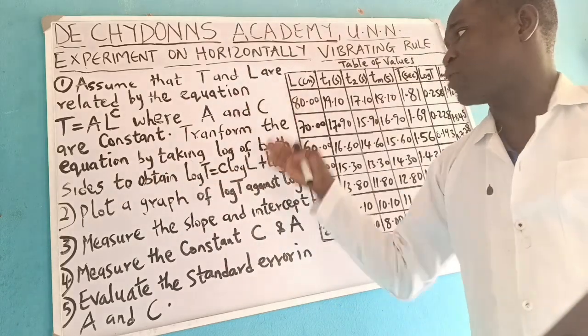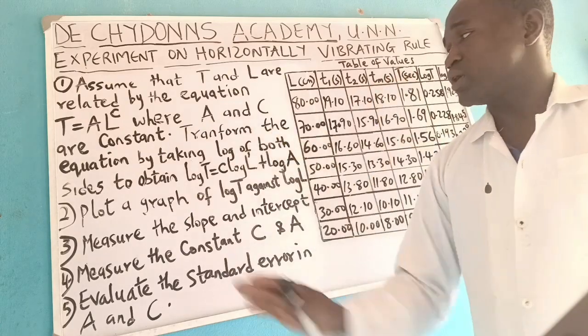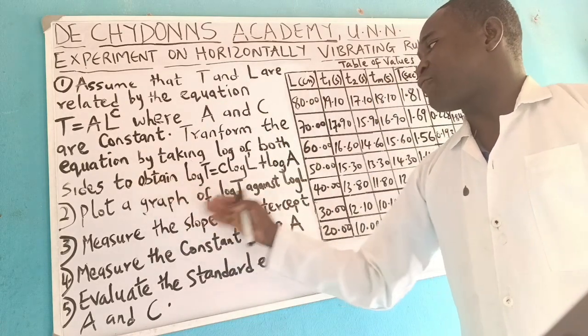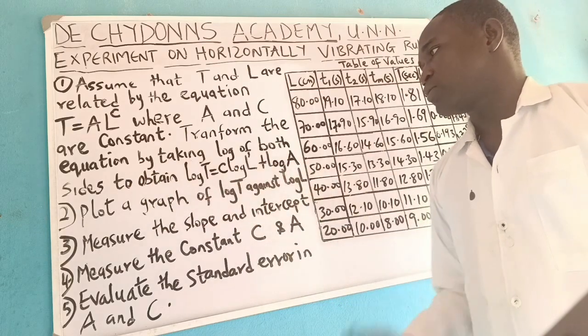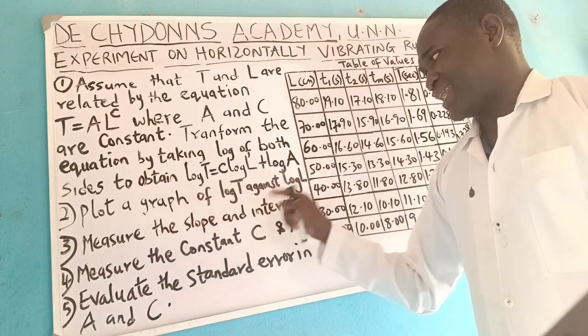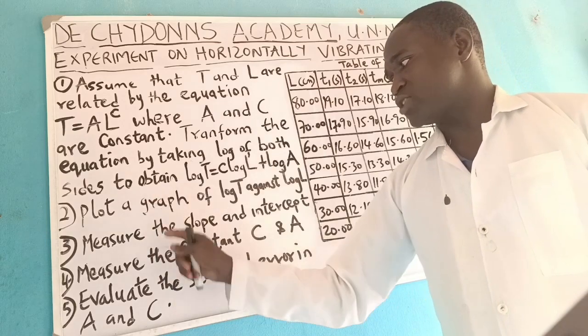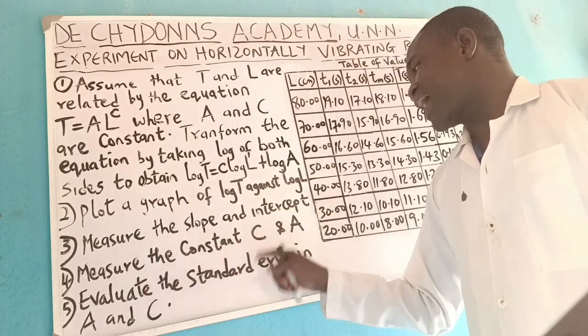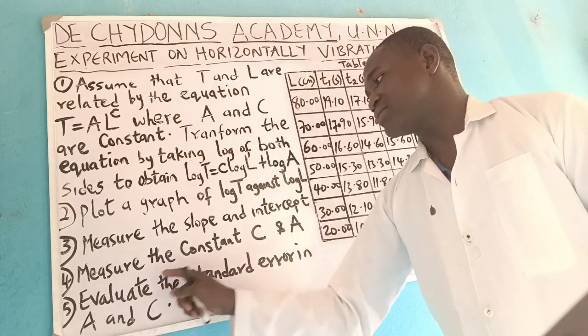I'll still show you how this transformation is done. Yes. Question 2. Plot a graph of log T against log L. Measure the slope and intercept. Measure the constant C and A. Evaluate the standard error in A and C.